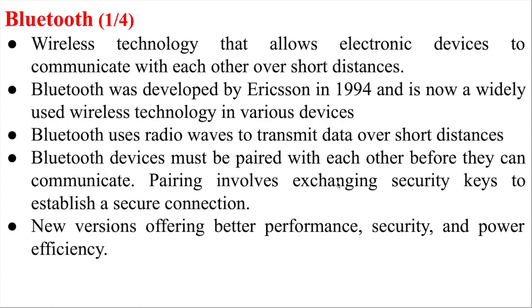Now the second one is Bluetooth communication. Of course, Bluetooth is in our smartphones, and a number of devices use Bluetooth. Why? Because they consume less energy, and they have short range communication. You can communicate over some meters. Bluetooth was developed in '94 by the Ericsson company, and now it's widely used because of its low energy consumption and short range communication. And Bluetooth devices must be paired with each other before transmission.